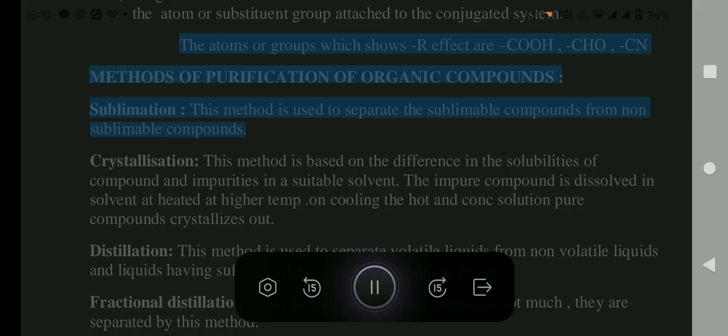The atoms or groups which show the -R effect are COOH, CHO, CN. Methods of purification of organic compounds: Sublimation. This method is used to separate sublimable compounds from non-sublimable compounds.